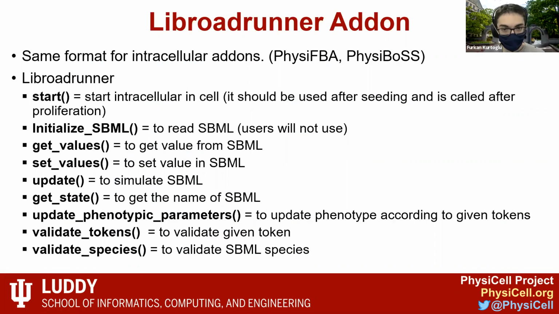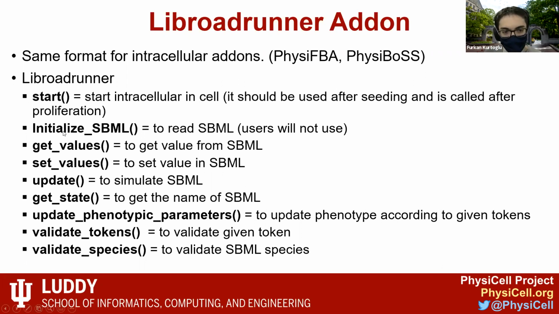So this is again the same format for all the intracellular add-ons, and some of them are just mutual. The start function is just starting the intracellular for the cell. It should be used after seeding the cell, which will be in setup tissue, and it is also called after proliferation. You don't need to do anything. After the cell divides, PhysiCell automatically starts the new child's SBML or intracellular. It's valid for all three.